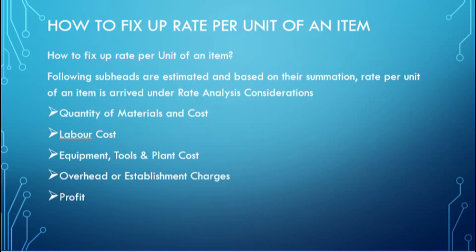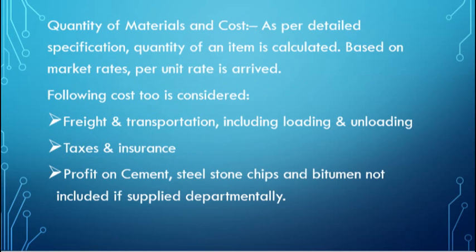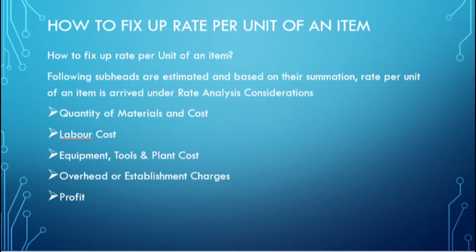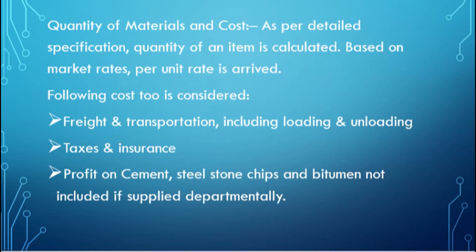So next is how we fix up the rate per unit of an item. Number one, quantity of material and cost. As per the detailed specification, quantity of an item is calculated, and based on the market rate, per unit rate is calculated.